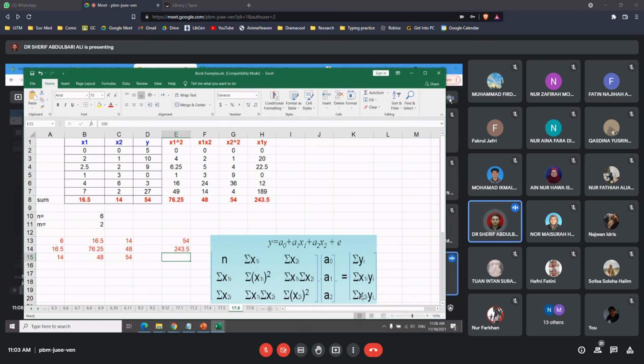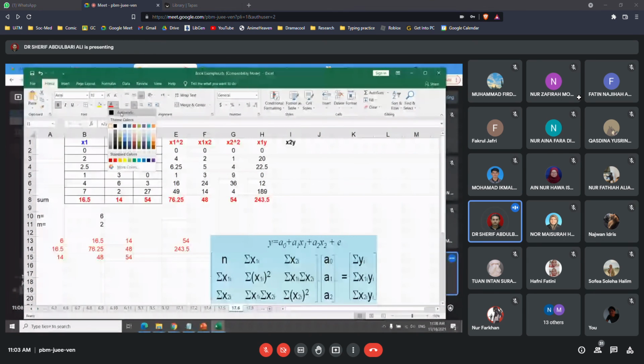And the last one is the summation of x2 times y. The column x2 times y, you need the values, and find the answer. So it's 100.